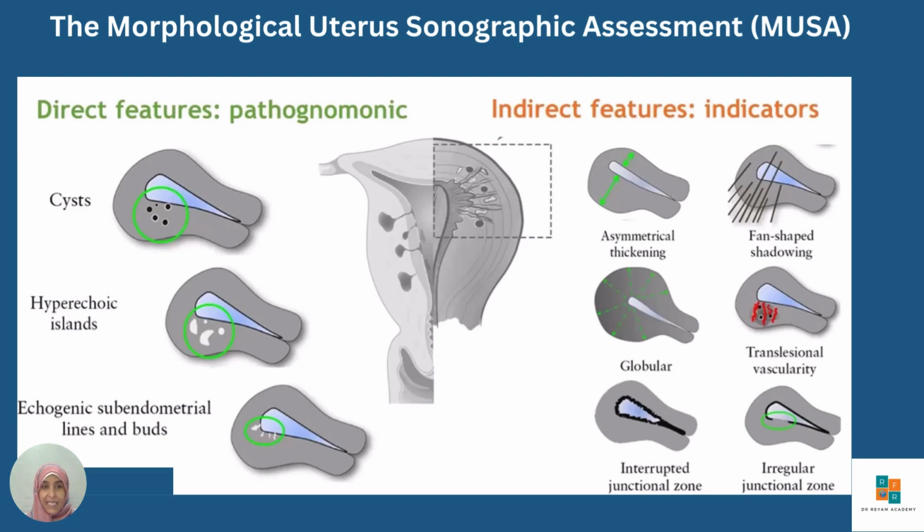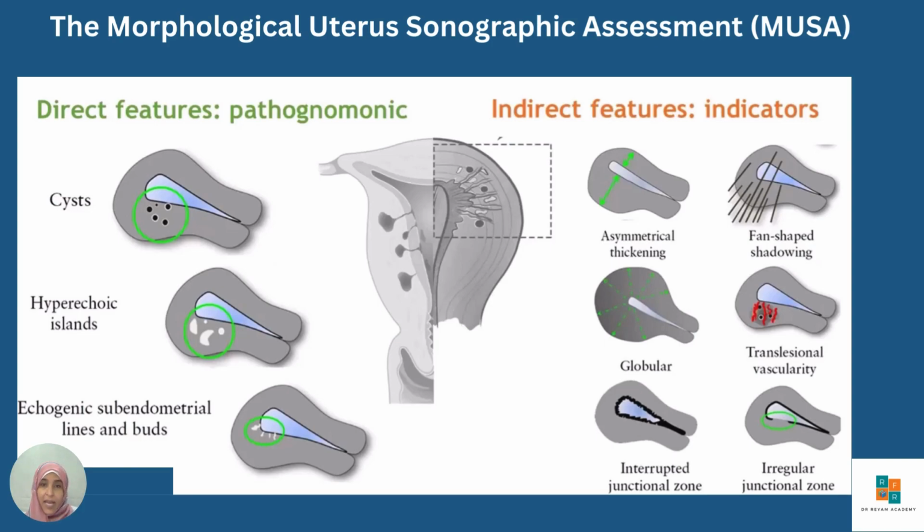And the insight we gained from the MUSA group can be explained through this schematic representation of direct and indirect features of uterine adenomyosis. So the direct features, as we can see here, are myometrial cyst and hyperechoic islands, and also echogenic subendometrial lines. All these three features are direct pathognomonic features of adenomyosis.